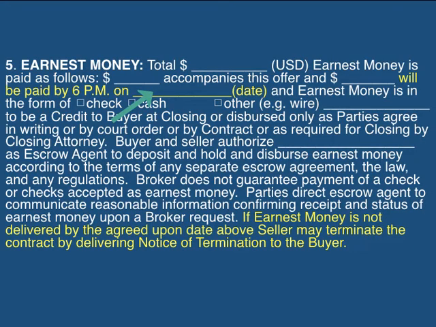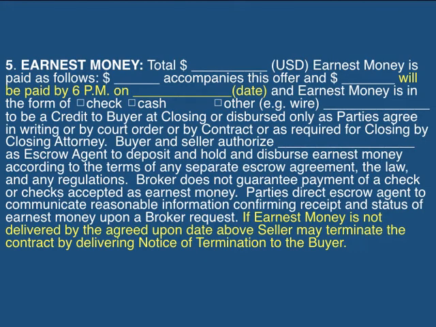If the $5,000 is not going to go with the offer, then you put NA that it's not accompanying the offer, NA. Or you can put zero, either one. And then "the $5,000 will be paid by 6 p.m. on," and you put a date there. Then we go on that it's going to be a credit to the buyer at closing.